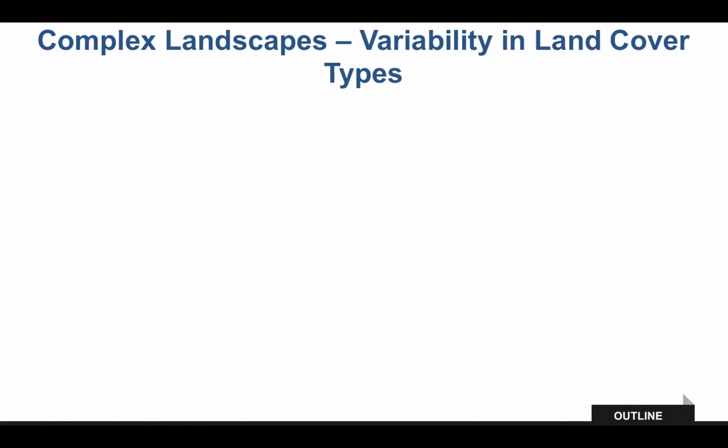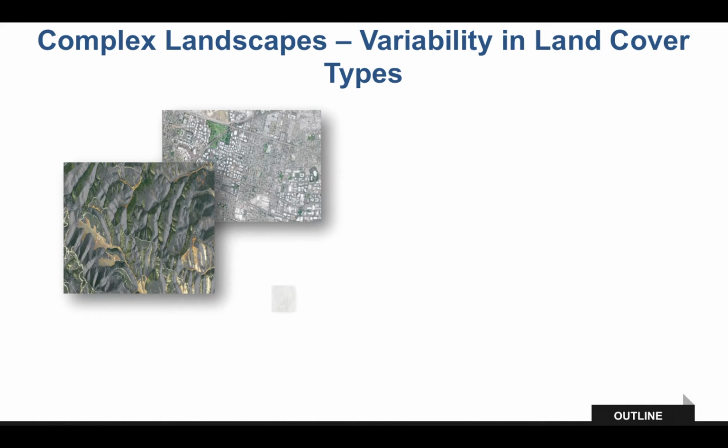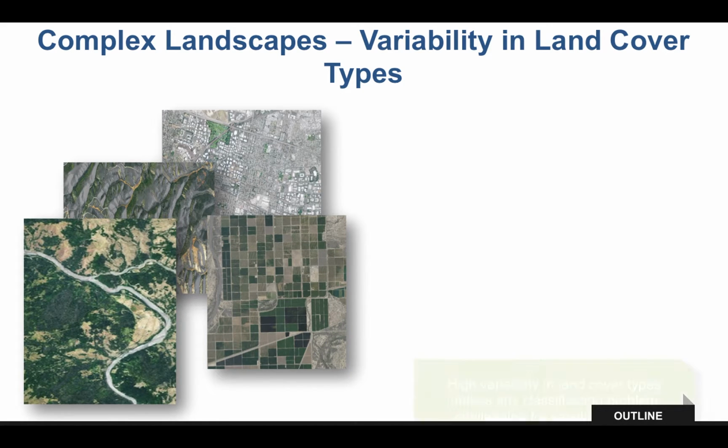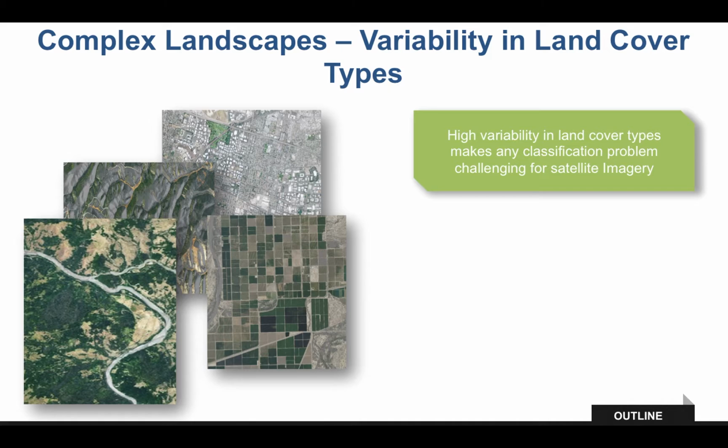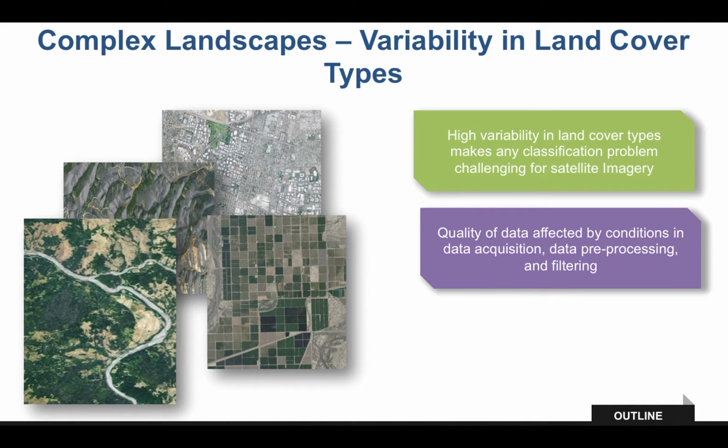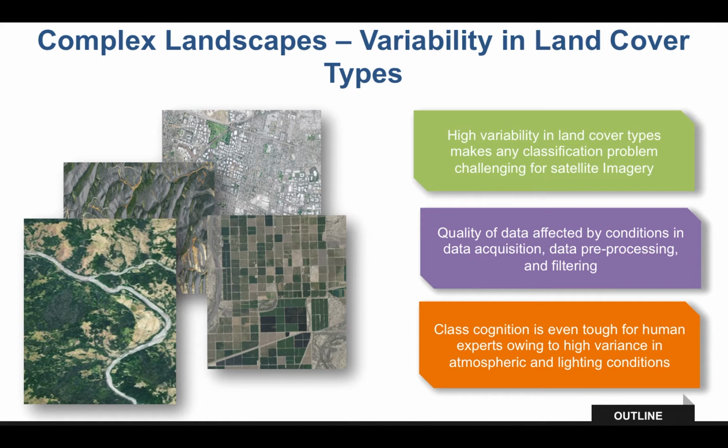Satellite imagery exhibits a multitude of land cover classes, as you can see from the images here. A high variability in land cover types makes any classification problem challenging for satellite imagery datasets. The quality of data is affected by conditions in data acquisition, data preprocessing, and filtering. Class recognition is tough even for human experts owing to high variability in the land cover types as well as variations in atmospheric and lighting conditions.